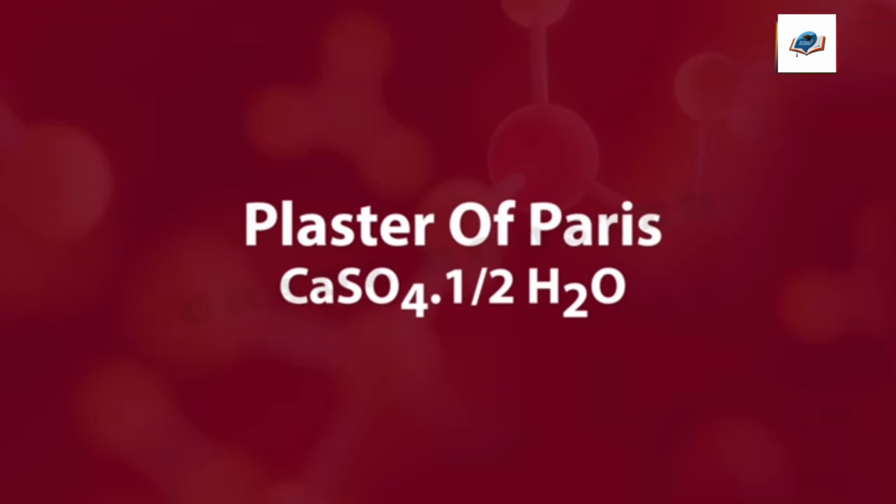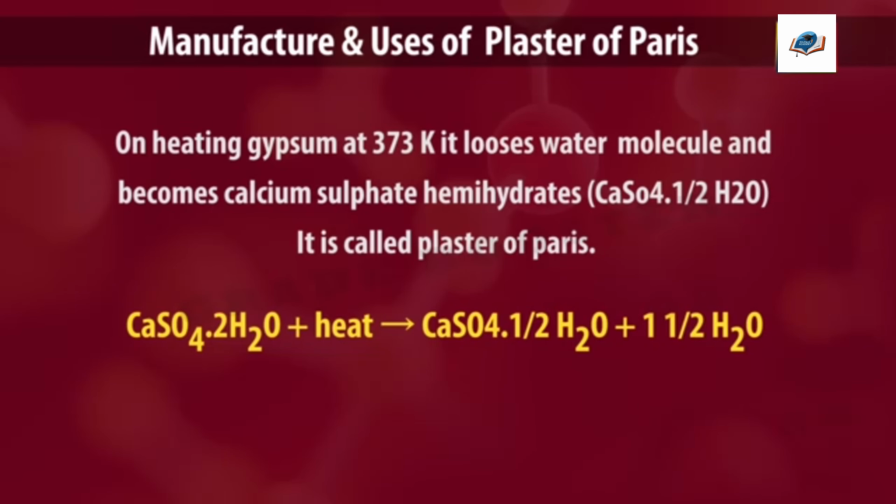Next, plaster of Paris, CaSO4.1/2H2O. Manufacture of plaster of Paris. On heating gypsum at 373 Kelvin, it loses water molecules and becomes calcium sulfate hemihydrate. It is called plaster of Paris. CaSO4.2H2O plus heat gives rise to CaSO4.0.5H2O plus 1.5H2O.